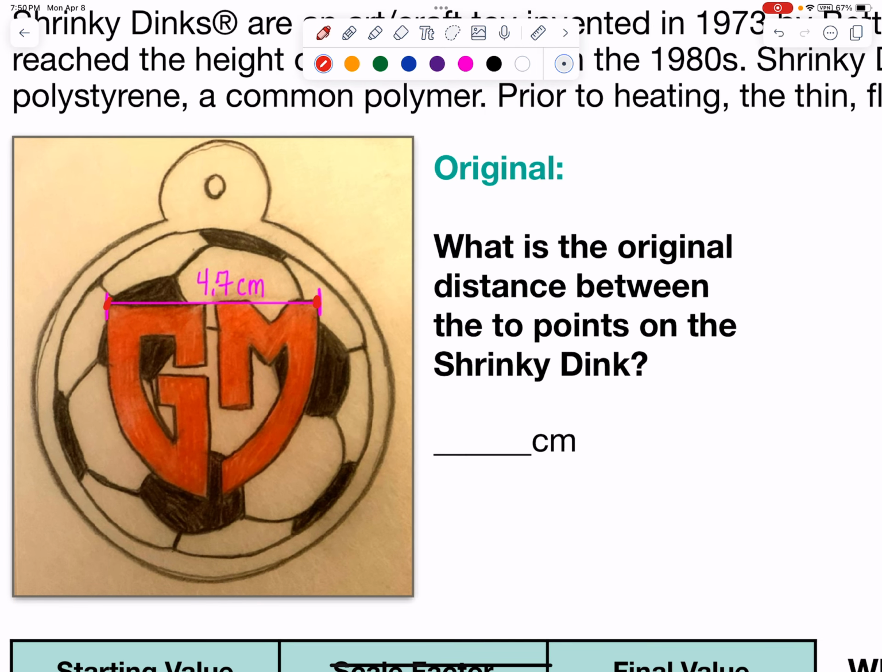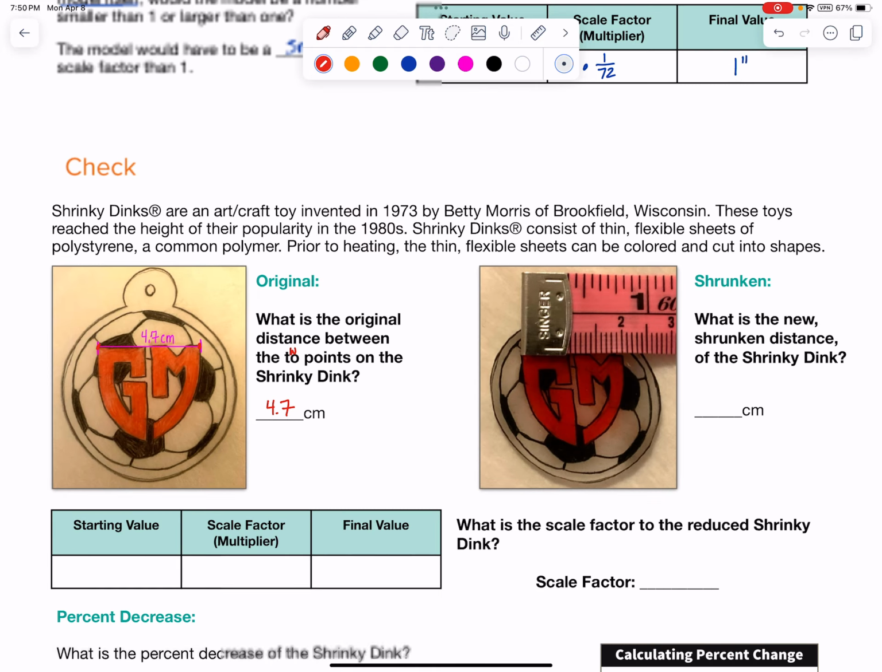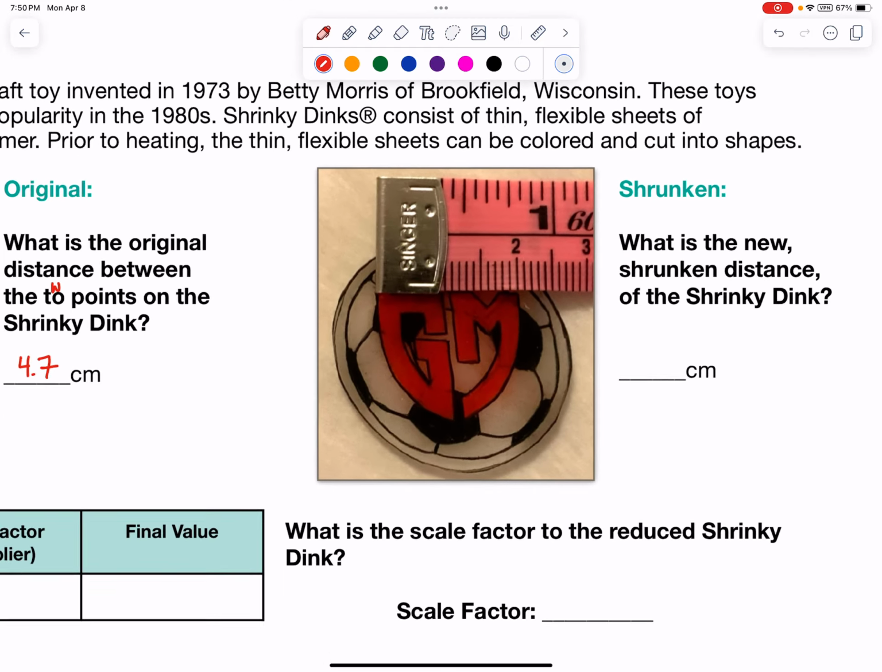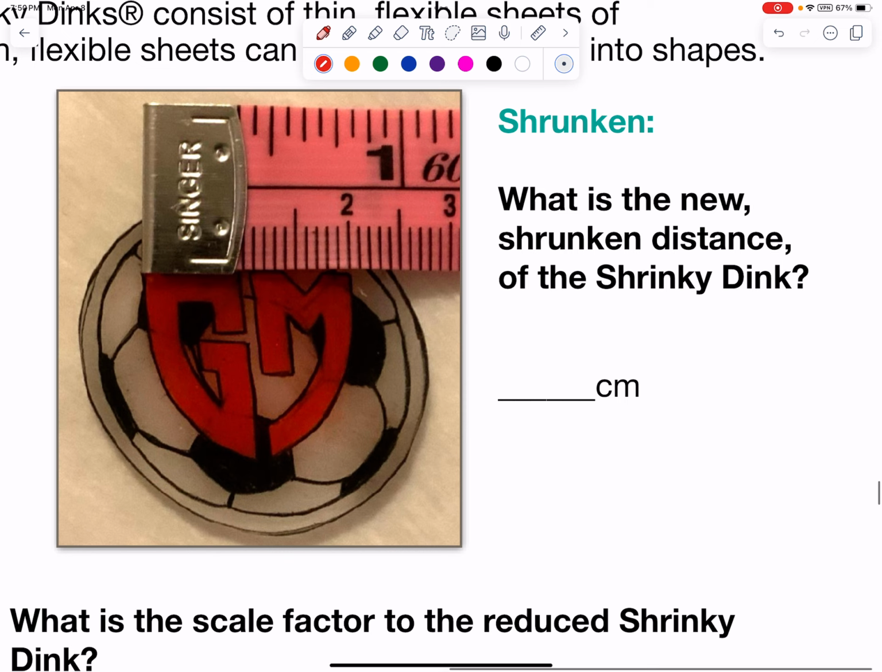What is the distance between these 2 points? Okay, this should say TWO, by the way. All right, so we can obviously see it's 4.7 centimeters. Then we put it in the oven for 2 minutes at, I think it was, 320 degrees or something like that. What's the new shrunken distance?